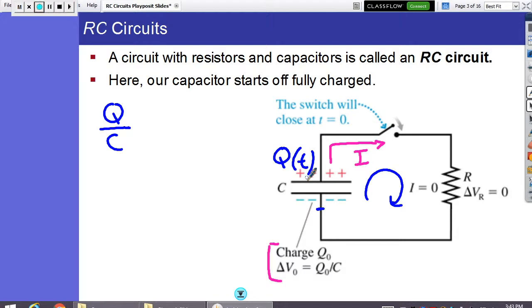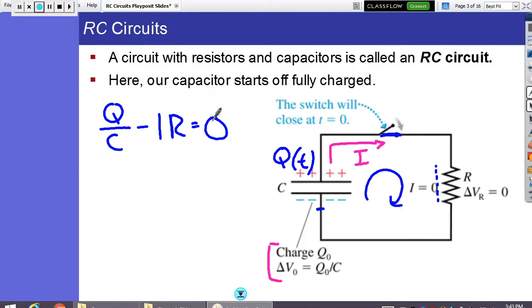And now as we go across our resistor, which initially has no current flowing, but once we close the circuit there will be some, we'll end up with minus, because it's going to be a voltage drop, I times R. And we want that to be equal to 0.